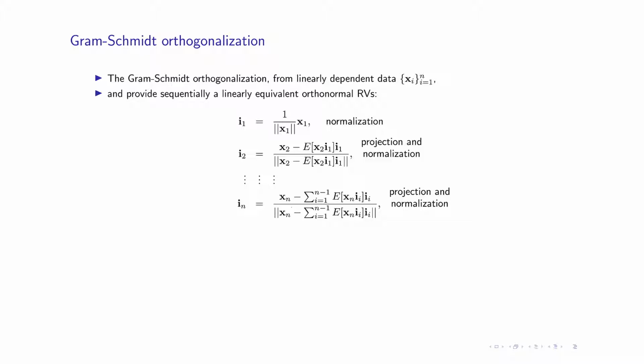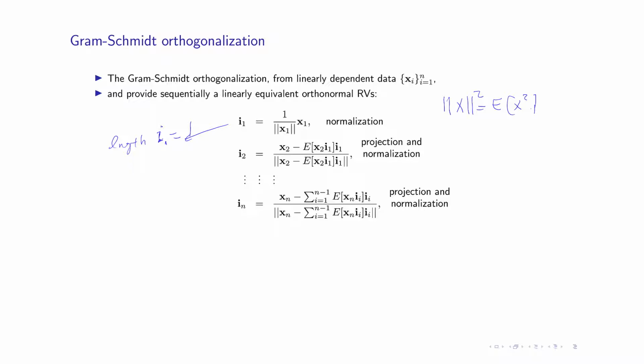So what we do, Schmidt sequentially produces these ones. The first step is a normalization. You get the first random vector and then divide it by its length. So the length of I1, the random variable, is equal to 1. Remember that the norm of a random variable to the power of 2 is the mean of x to the power of 2. Here, assume that they are zero mean random variables for simplicity.